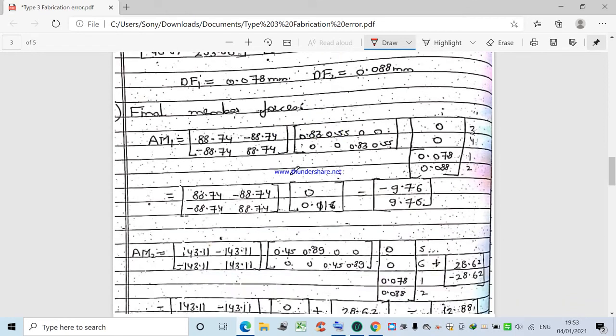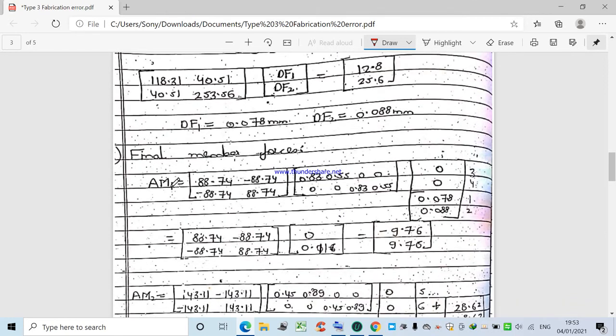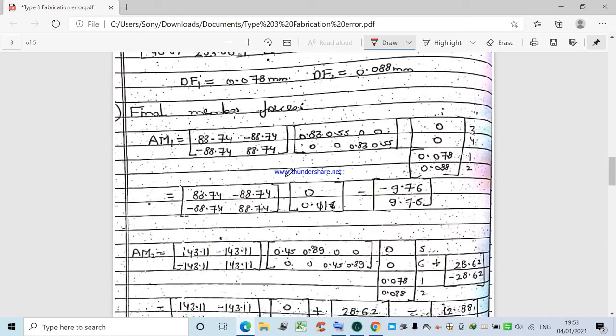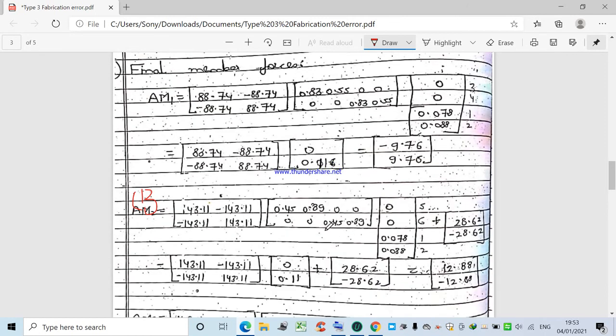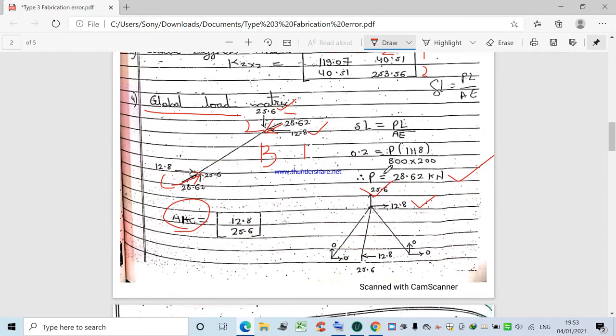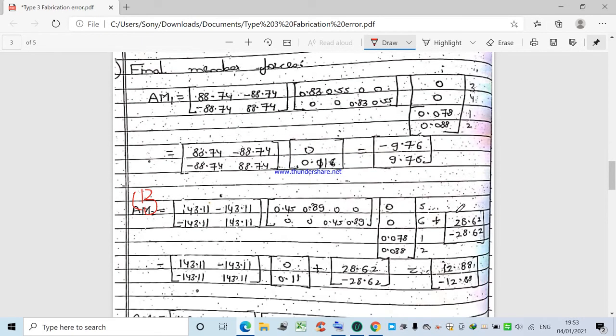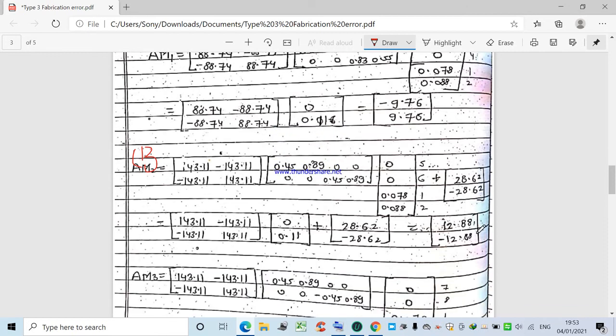Next are the final member forces. One thing you must remember is that the rest is very similar to the numerical we have already solved in the previous lecture, but the main thing here is that in the case of member CB, this second part, additional to the formula we have already used many times, we have to add the P force, that is 28.62. This force we have to add in the calculation, and then we can calculate the final matrix form.